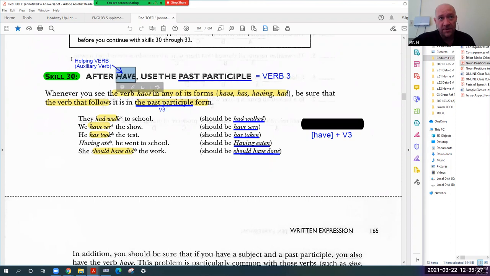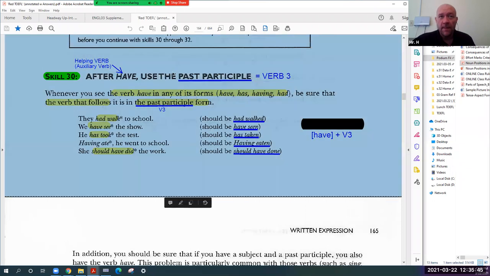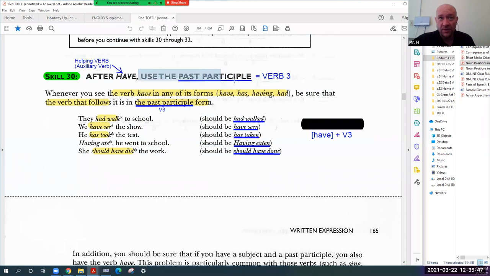What did I write here? Can you say this again? Helping verb, auxiliary verb, have. So this is not the full verb, okay, gentlemen? It's not the full verb, it's the helping verb, the auxiliary, okay? Now, after the auxiliary, what comes after it? Past participle. And some of you know this as verb three, right?